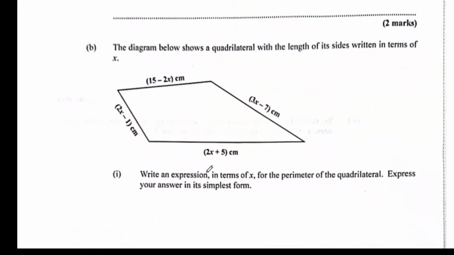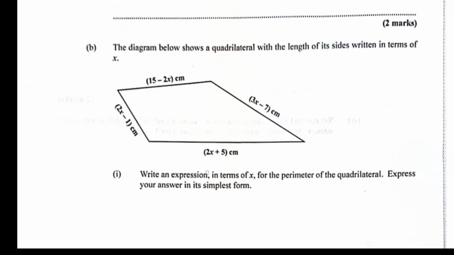All right, so now looking at the other question, it says, the diagram below shows a quadrilateral with the length of its sides written in terms of x. So this is a four-sided figure, quadrilateral, quadri, 4. And the length of the sides is written in terms of x, no problem, right? So it's an expression that you have instead of a value. The question went on to say, write an expression in terms of x for the perimeter of the quadrilateral. Express your answer in the simplest form.